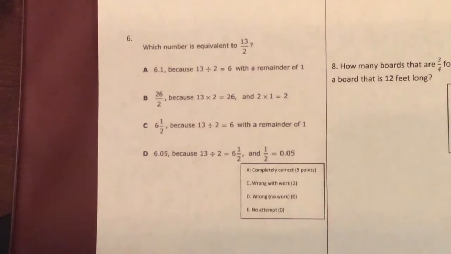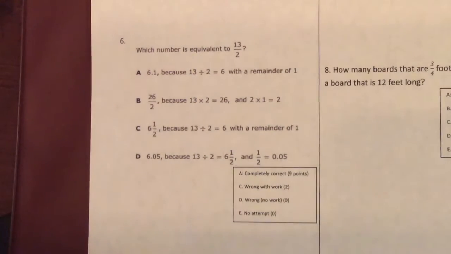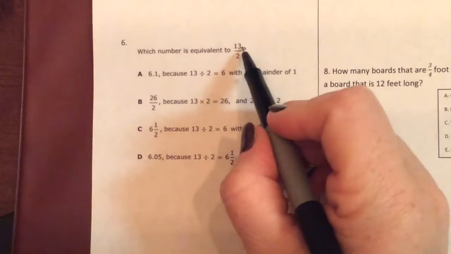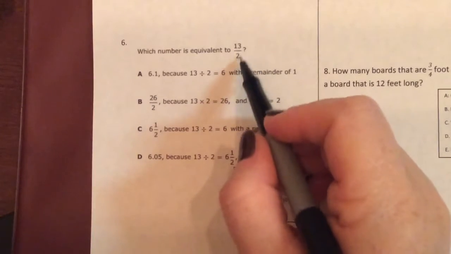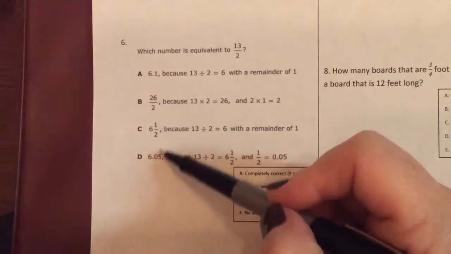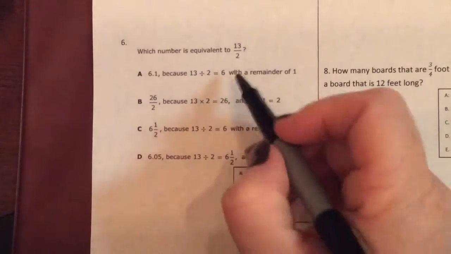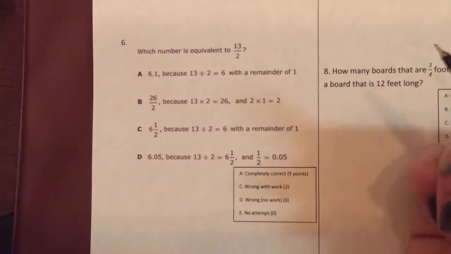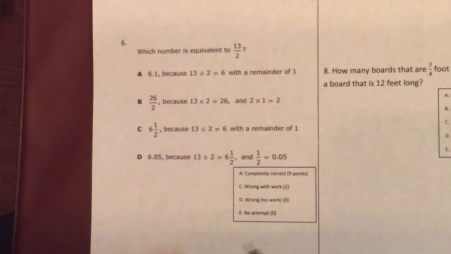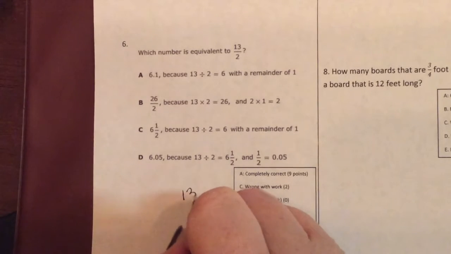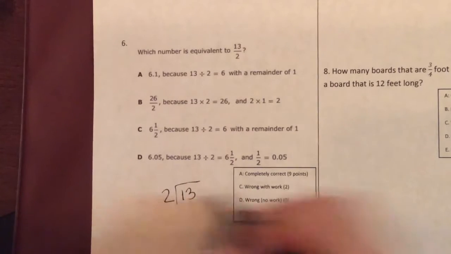Question 6. Which number is equivalent to 13 halves? Now, this one was also a STAR question a few years ago, and students struggle with it every year, okay? Now, this number is improper. We know it's greater than 1 whole. So all of these are also greater than 1 whole, okay? So with an improper fraction, I know what I do is divide numerator divided by denominator, or sometimes what we call top dog. So 13 divided by 2.